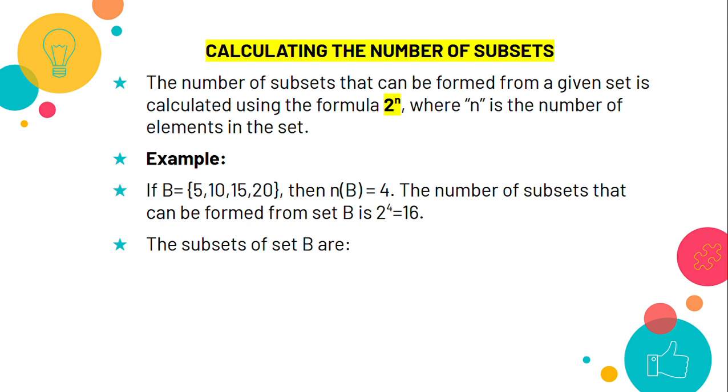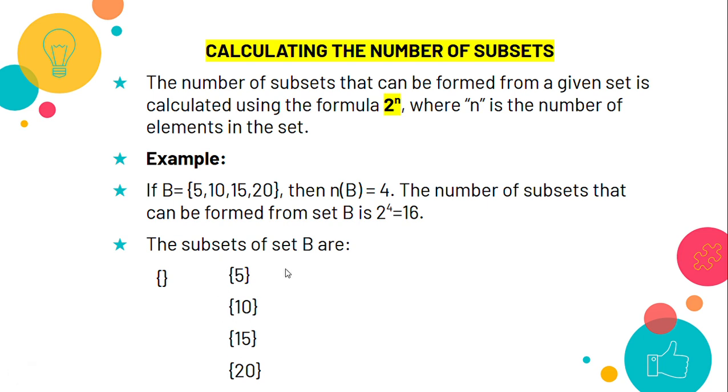Now, when we're listing the subsets of a given set, there is a particular method that we use. As we said earlier, the empty set is a subset of every set. So typically that's the first subset that we list. Next, we're going to list the singleton sets, or the sets that only contain one element. So if we're forming one element sets from set B, then we could form a set that contains 5, one that contains 10, one that contains 15, and one that contains 20. And those are all the one element sets that we can create.